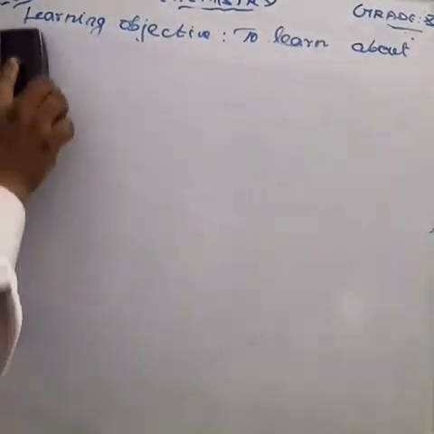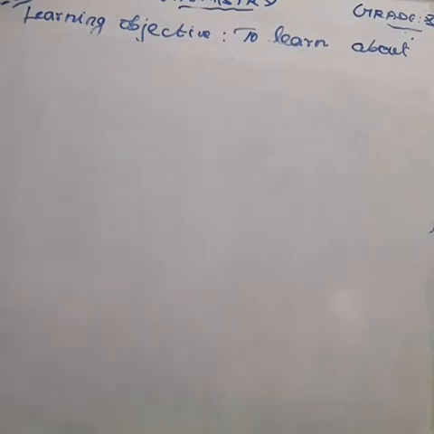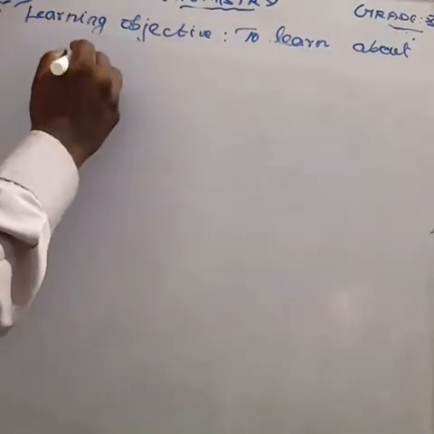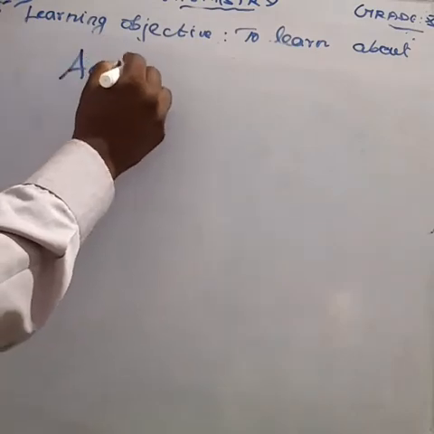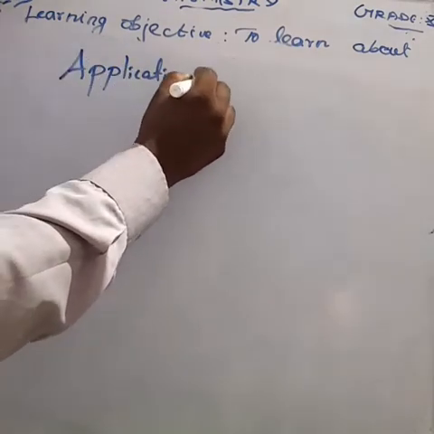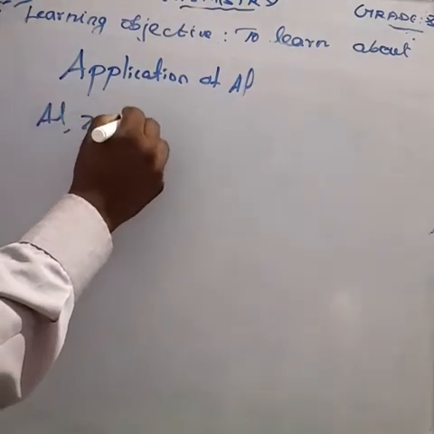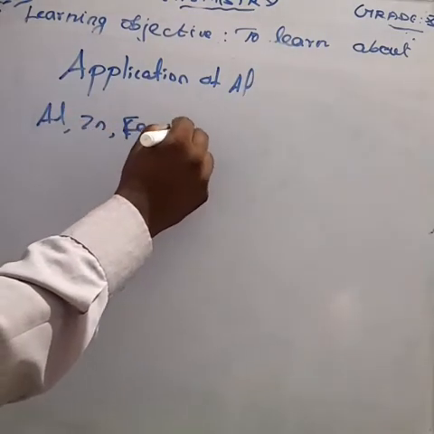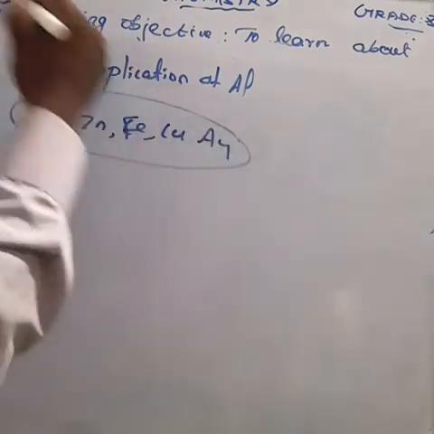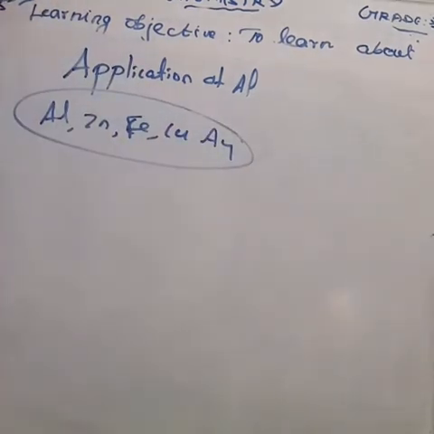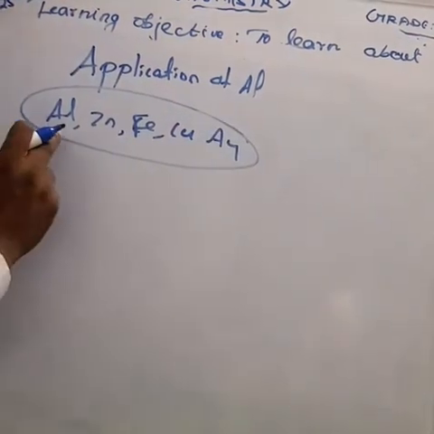Next, what are the applications of metals? Here we have aluminium metal, zinc metal, iron metal, copper metal and gold metal. There are five types of metal, so we can discuss them one by one. First, the applications of aluminium.